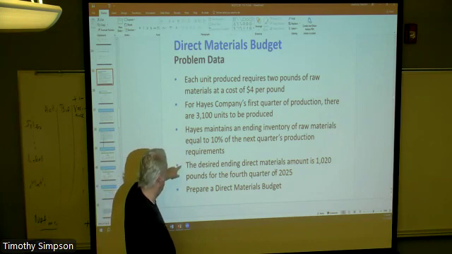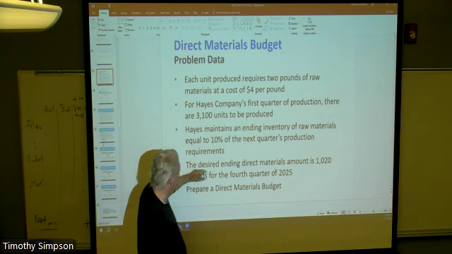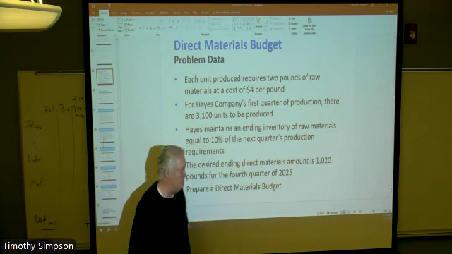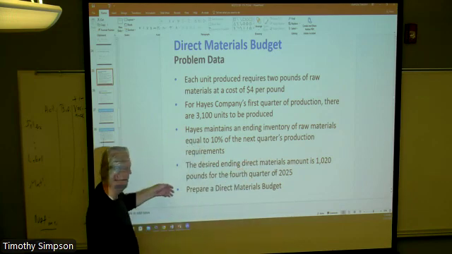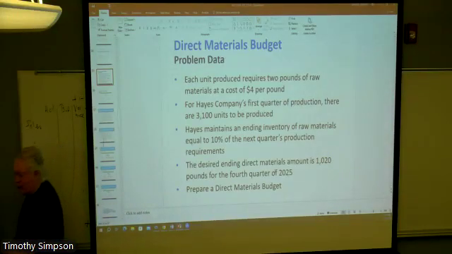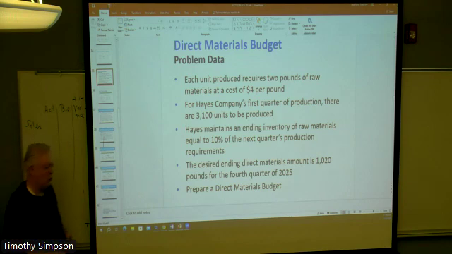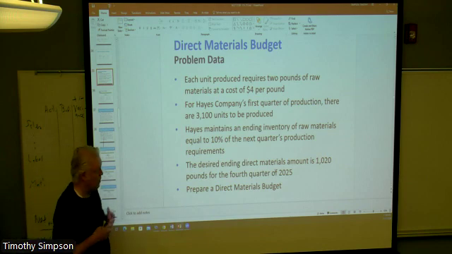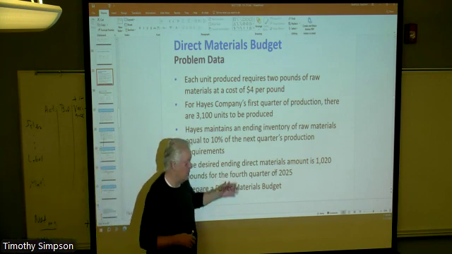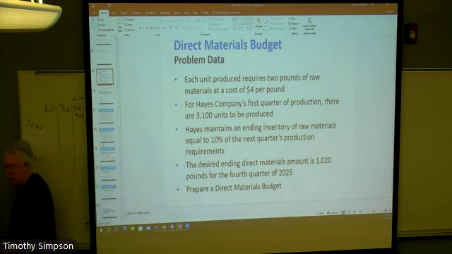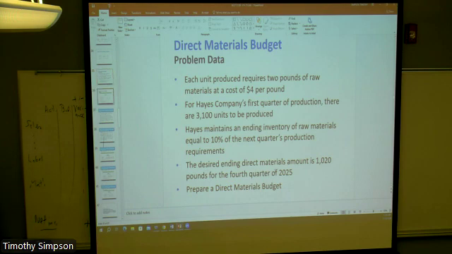So we need to understand that. And then we've also got some that we're probably inheriting over time in the desired ending inventory. So here we're given the numbers. Desired ending inventory of direct materials is 1,020 pounds for the fourth quarter. So that kind of gives us an end point. We can sort of work backwards from there. And then the charge here is to prepare the direct materials budget based upon, first of all, the sales budget, and then flowing from that, the production budget. Now we're kind of getting into the nitty gritty of the costs of production, input costs, right? So let's get to it. Let's talk about what this budget might look like.